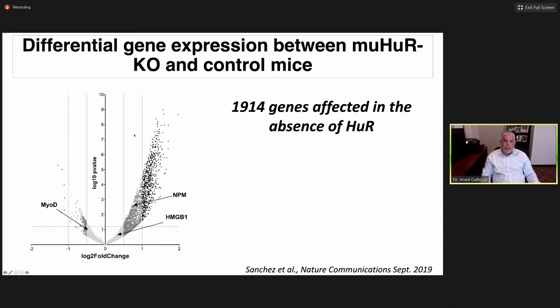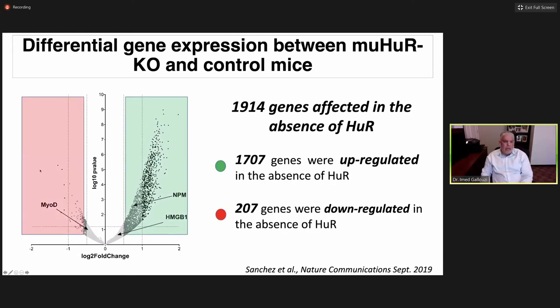The right side of the screen shows the genes that are upregulated, and the left side shows the genes that are downregulated. We found that almost 1,700 genes are upregulated in the absence of HUR, while 200 genes are downregulated. This, in many ways, was a surprise to us, at least a few years ago, because HUR is known primarily as a factor that stabilizes target messages. So to see that in its absence, 85% of the affected genes are upregulated was an indication, at least in the soleus, that HUR may be playing a role as a destabilizer.